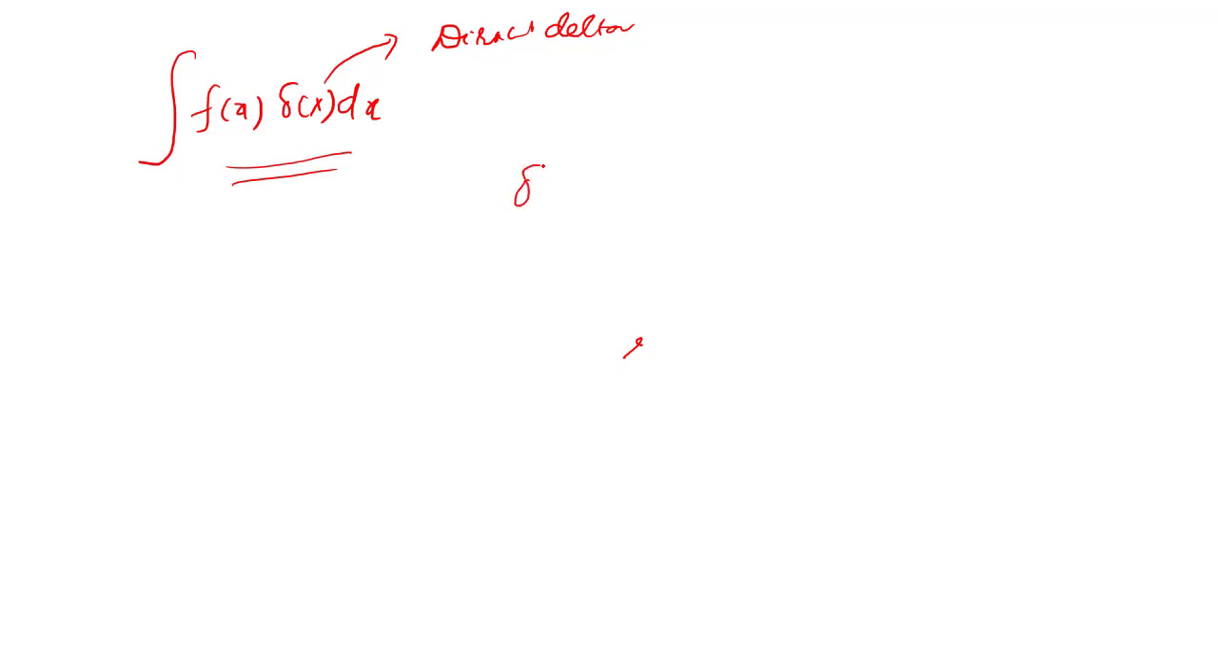If I have a function f of x, and I'm going to integrate it with dx, but let's say I add a factor here, delta of x. This is the Dirac-delta. This delta x is equal to zero everywhere else except x is equal to zero.